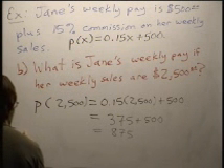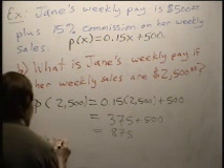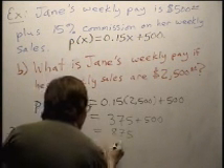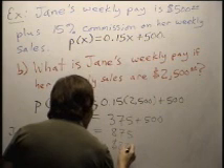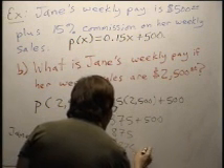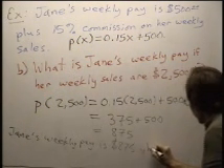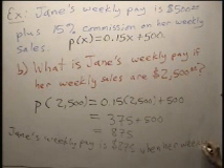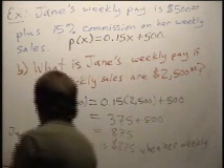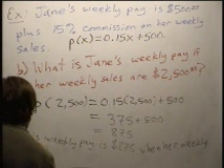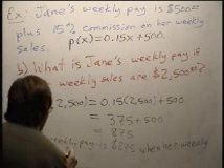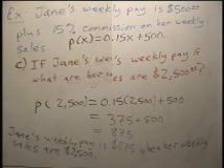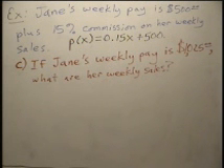So Jane's weekly pay is $875 when her weekly sales are $2,500. That's what that means. Now let's ask a different question.